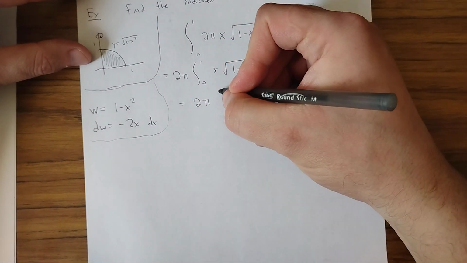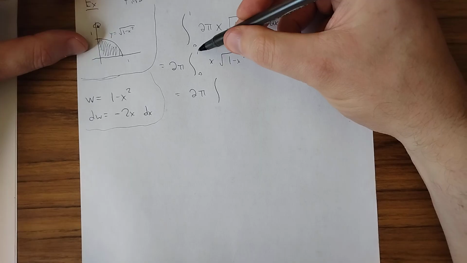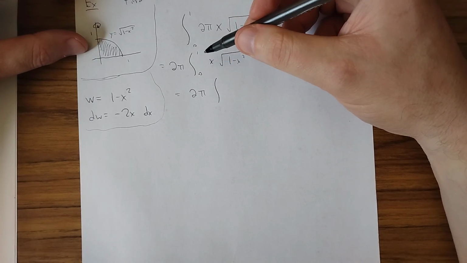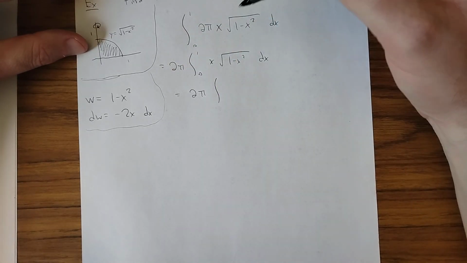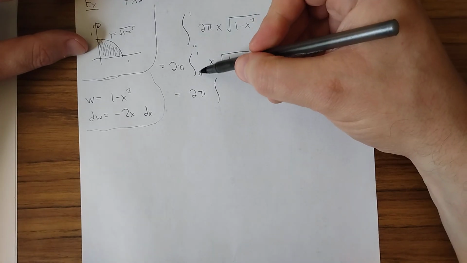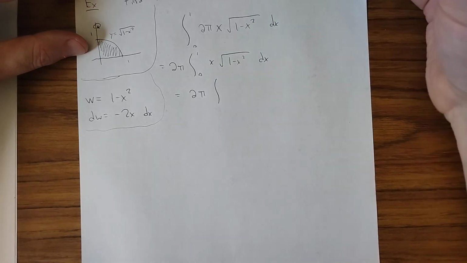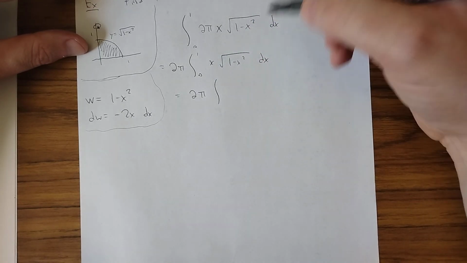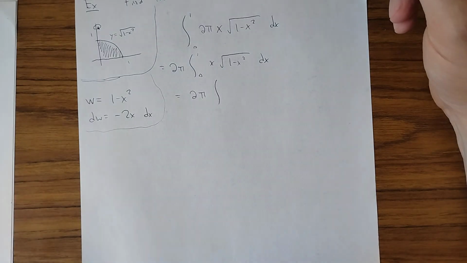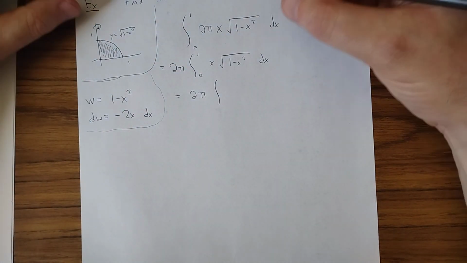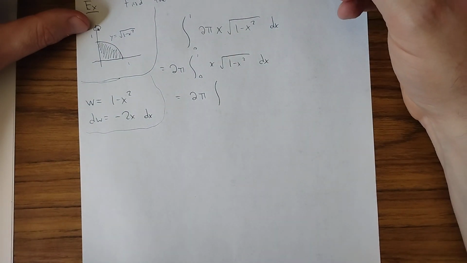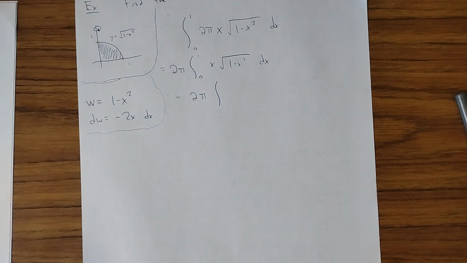This is a 2 pi. Since I have limits of integration, I can go ahead and convert these into w, because currently these are x values. This is an integral with respect to x, so these are x values. I'm about to write this as an integral with respect to w, so I would like these to be the corresponding w values. So how do we do this?